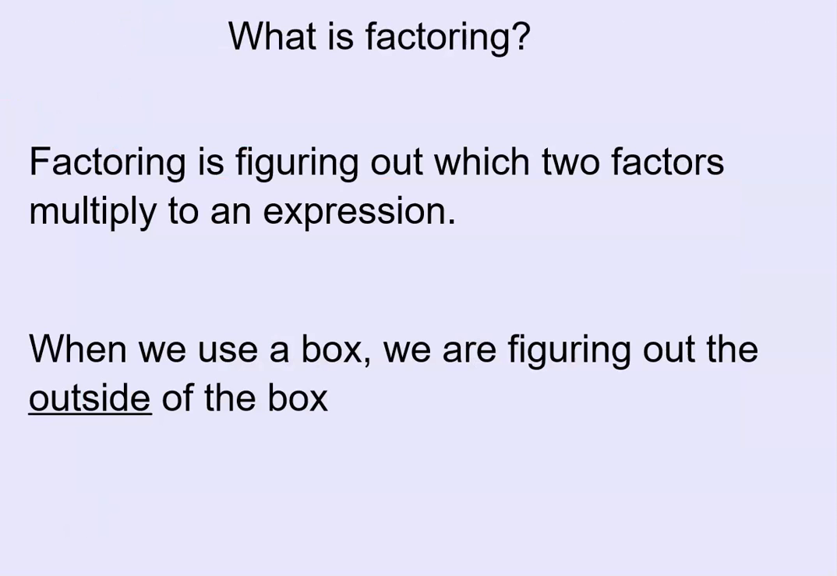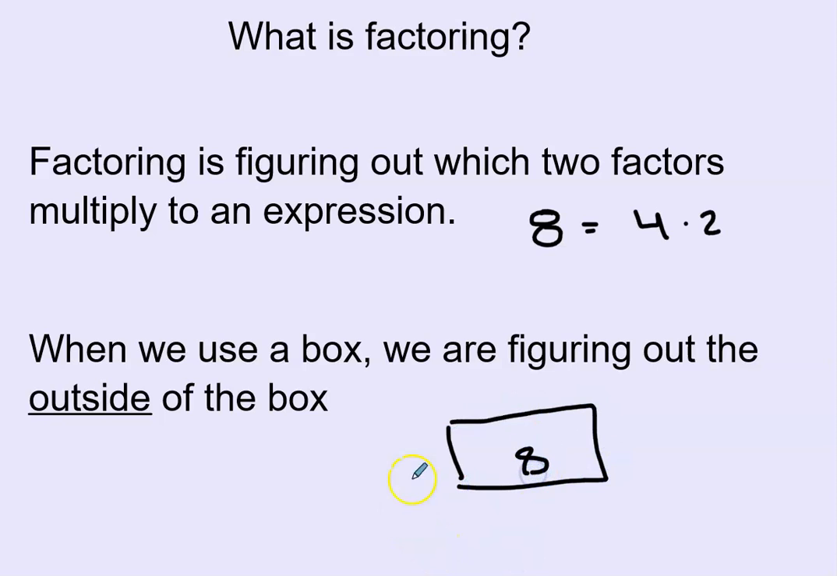So what is factoring? Factoring is figuring out which two factors multiply to an expression. Like if you wanted to factor the number 8, you could say, if I factor that, it's 4 times 2. And we've already done stuff like that. That's just one factor pair of 8. But when we use the box, we're figuring out the outside of the box, right? So if we have an area of 8, what are the outsides? That's the actual answer. And 2 and 4, that's my answer. Now we're going to do that with polynomials.